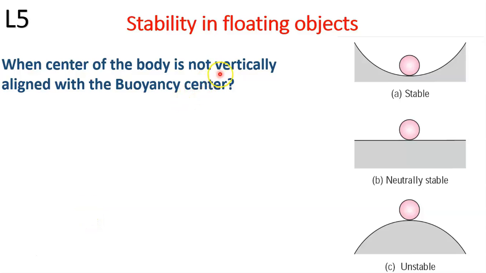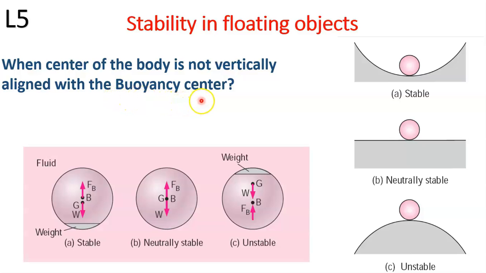Stability in floating objects. So here you can see a curved surface and a ball in it. This ball will be stable in this kind of geometry. Whereas on a flat surface also, when it is undisturbed, the ball is naturally stable. Whereas the ball will be totally unstable on such a curved object when the ball is on the top of the object. So when the center of the body is not vertically aligned with the buoyancy center, what happens?